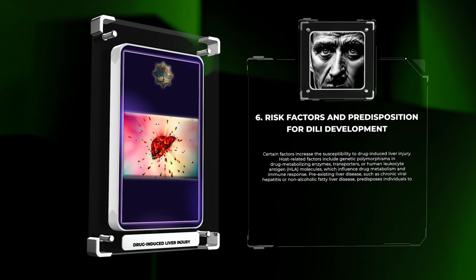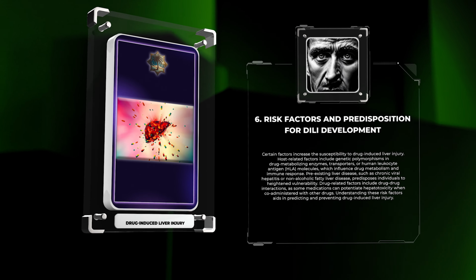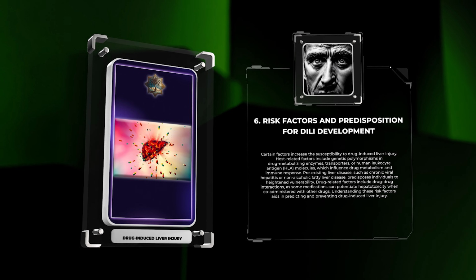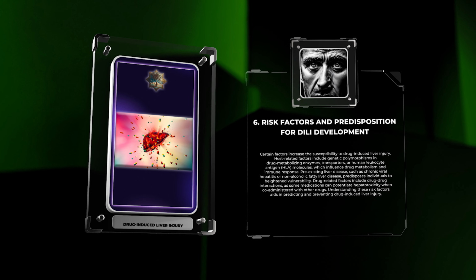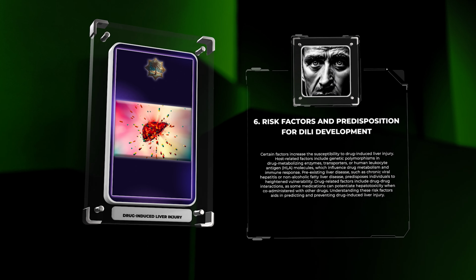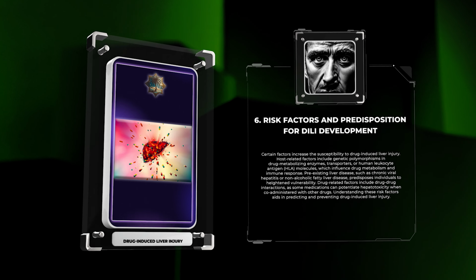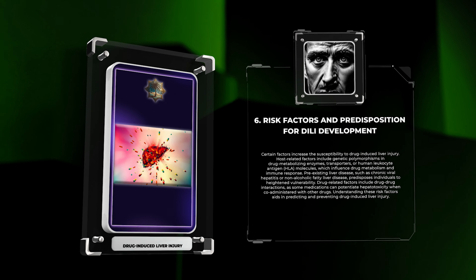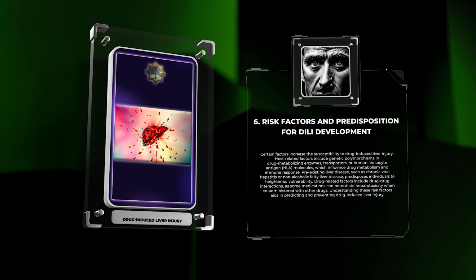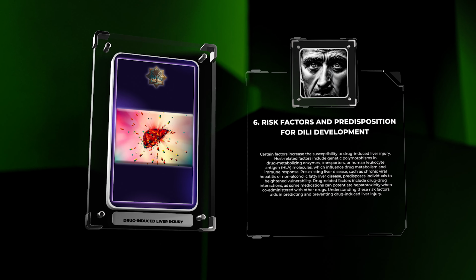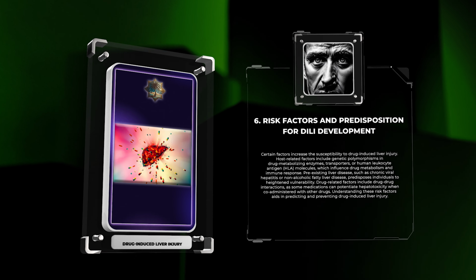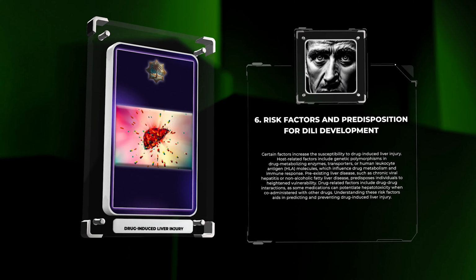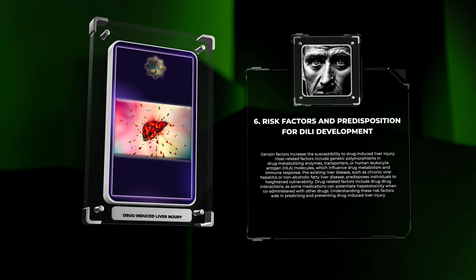Certain factors increase the susceptibility to drug-induced liver injury. Host-related factors include genetic polymorphisms in drug-metabolizing enzymes, transporters, or human leukocyte antigen, HLA, molecules, which influence drug metabolism and immune response. Pre-existing liver disease, such as chronic viral hepatitis or non-alcoholic fatty liver disease, predisposes individuals to heightened vulnerability. Drug-related factors include drug-drug interactions, as some medications can potentiate hepatotoxicity when co-administered with other drugs. Understanding these risk factors aids in predicting and preventing drug-induced liver injury.